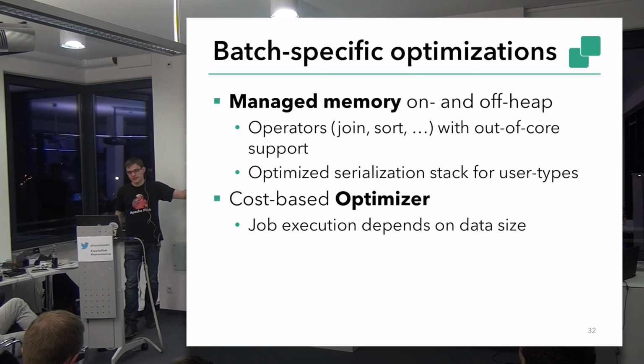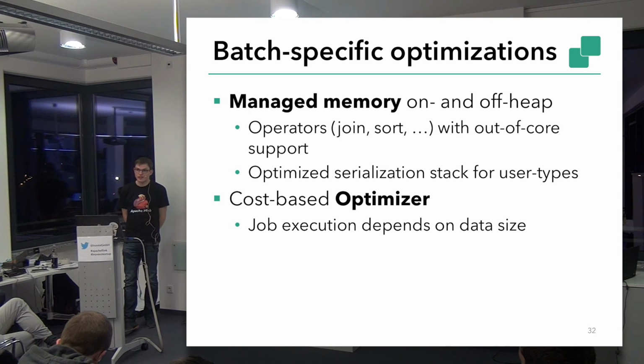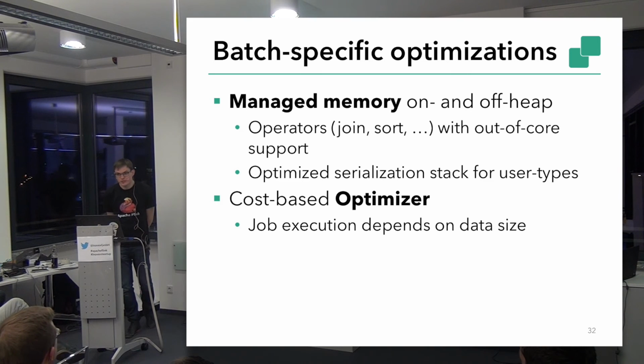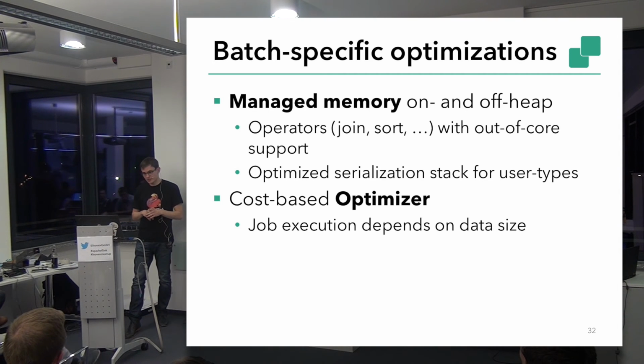And we have the optimizer, which is able to decide on the best execution strategy. So for example, you can execute joins in different ways. There's, for example, the broadcast join and repartition join. In Hadoop and in Spark, you have to implement this yourself. In Flink, the system automatically picks the best execution strategy for you.